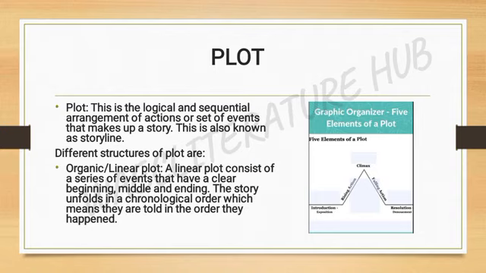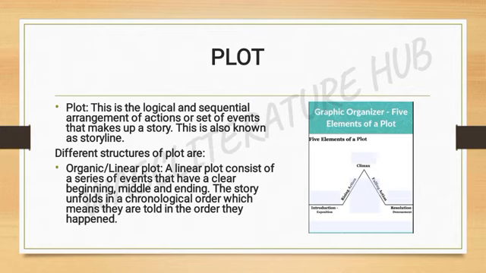Okay, so let's go to the different structures of plots. We have the organic or the linear. The linear plot consists of a series of events that have a clear beginning, middle, and ending. The story unfolds in chronological order, which means the events are told in the order they happened.